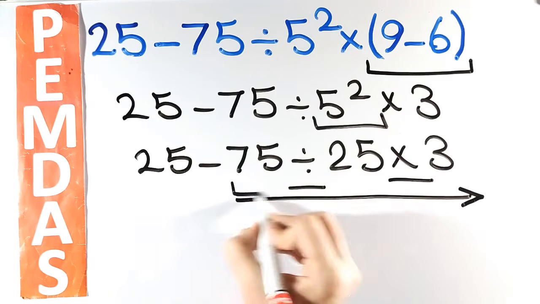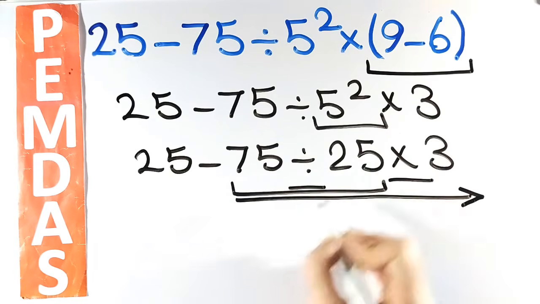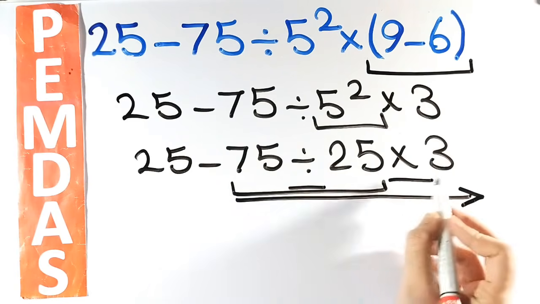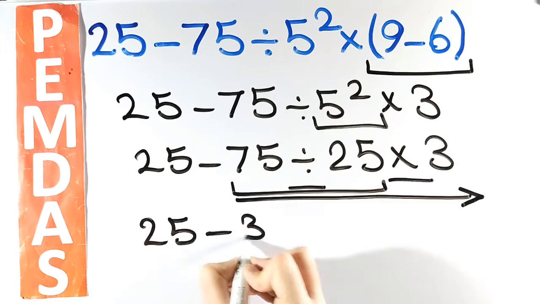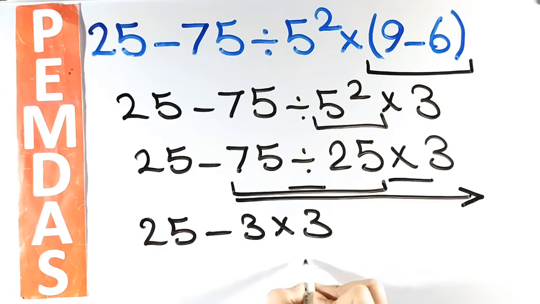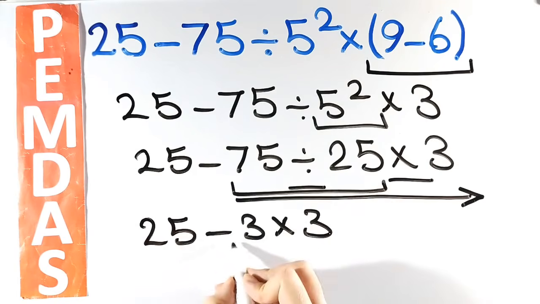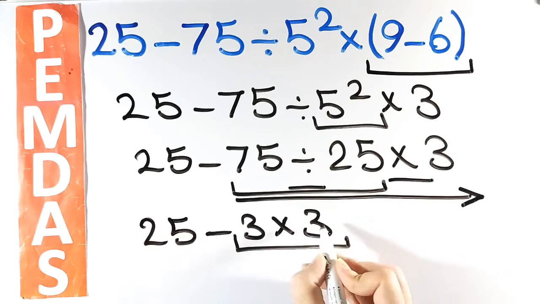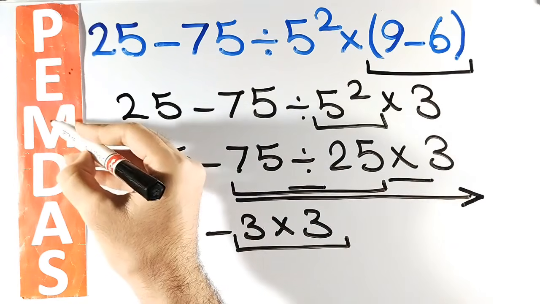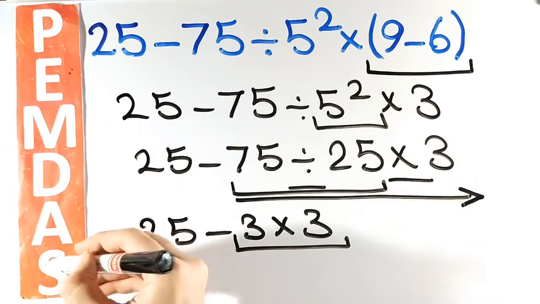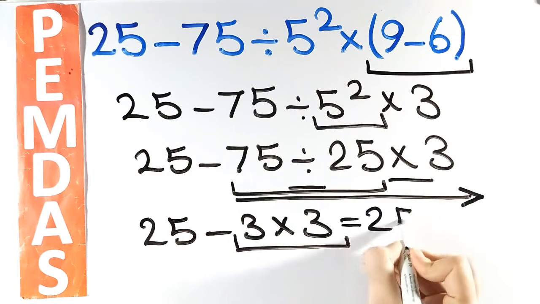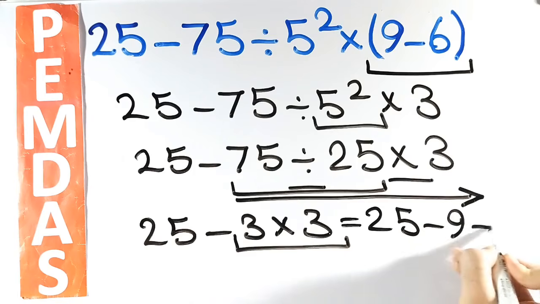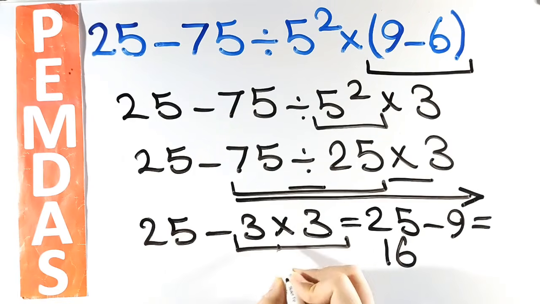So, first we go for the division between 75 and 25. And instead of this expression, we can write 25 minus 3 multiplied by 3. And the final step, we go for the multiplication between 3 and 3, because multiplication has priority over subtraction. So, we rewrite this expression as 25 minus 9. Which finally gives us the answer 16.